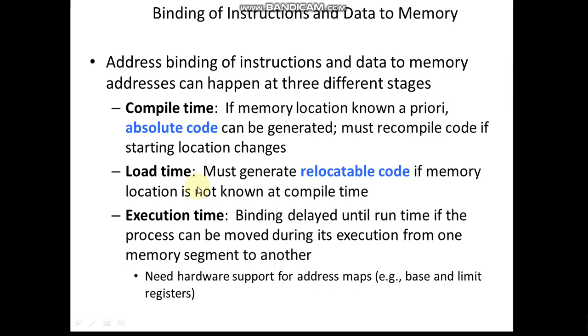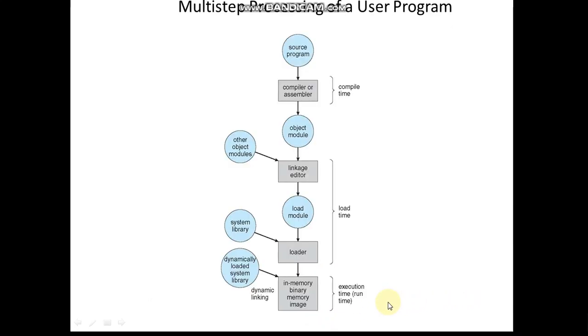Whereas at load time, code must be generated as relocatable code. If the memory location is not known at compile time, then it should be able to relocate, because it is going to be known at load time only. At execution time, the address is not bound till runtime. If the process can be moved during its execution from one location to another, then binding can be done at execution time. This requires hardware support for address mapping, that is, as we have seen, base and limit registers are required.